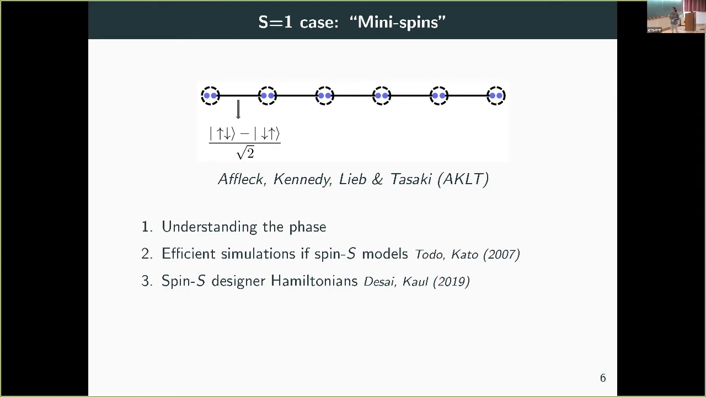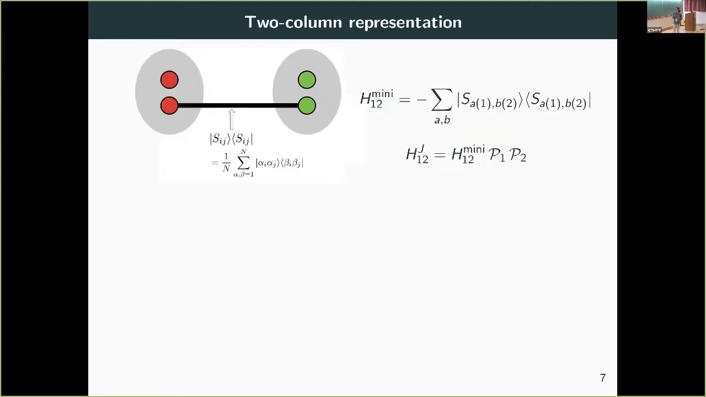We can also write down designer Hamiltonians, that's sign problem-free Hamiltonians, for arbitrary spin S using this mini spin representation. And that was some of my previous work. Another very important advantage is that this language renders it easily generalizable to SU(N), and we're going to take advantage of that. So I'll explain what the two-column representation is in this mini spin language.